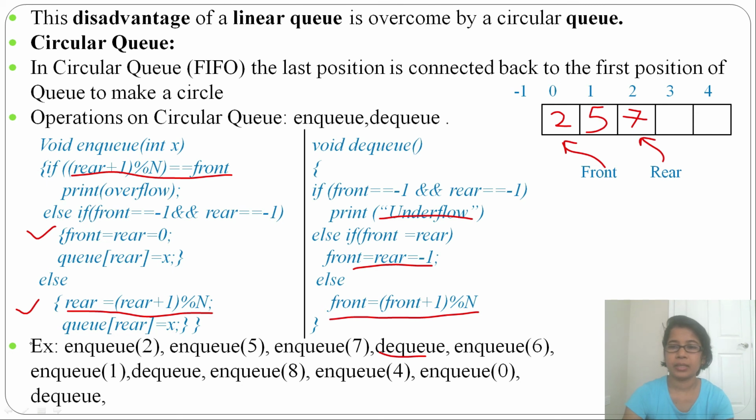So front was 0, 0 plus 1 mod 5, that will be 1. So after deletion it will be this. Now front will point to the first position, and the previous data will be deleted. So next is NQ 6. You just insert 6 here, rear will be incremented and the previous rear will be deleted. Then NQ 1. Now rear will be incremented and previous will be deleted.